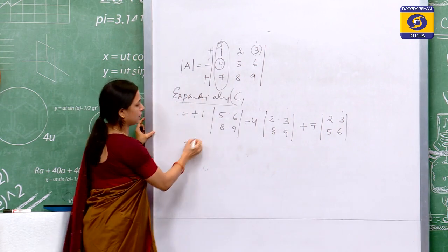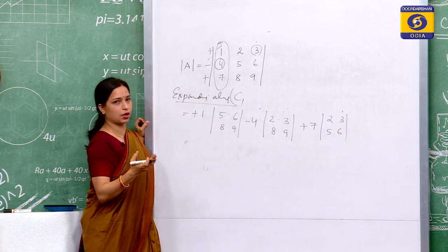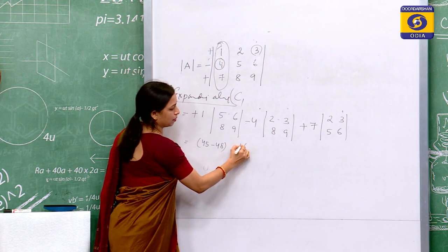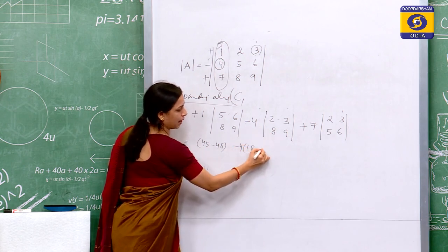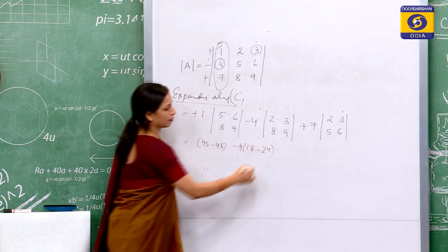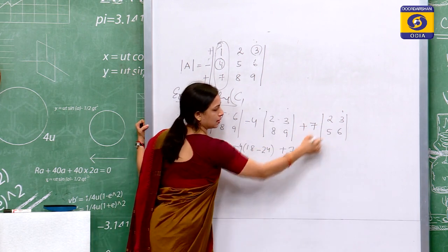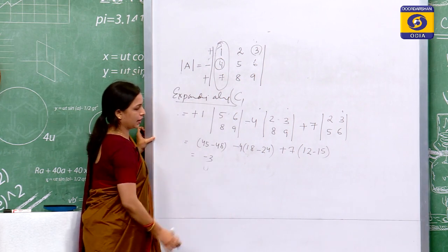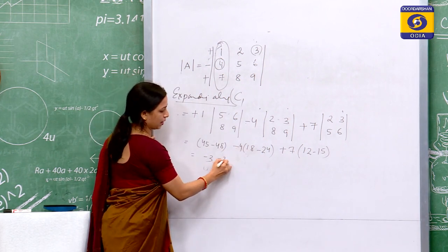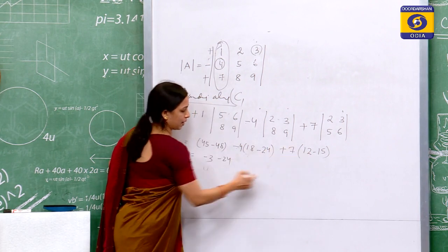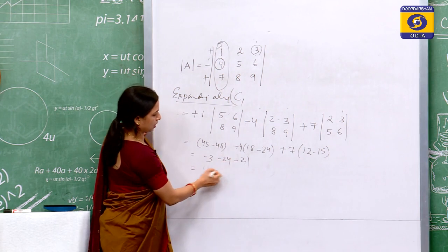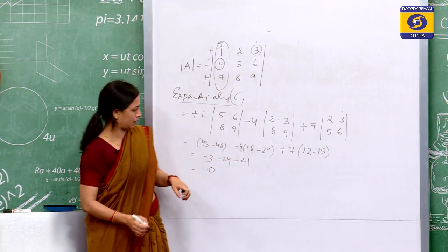Now, simple, we find out the value of the second order determinant. So, we get 45 minus 48, this is 18 minus 24, plus this is 12 minus 15. So, we get minus 3, minus 4 into 6 is minus 24, and 7 into minus 3 is minus 21. So, what is the resultant answer? The resultant is 0 again.